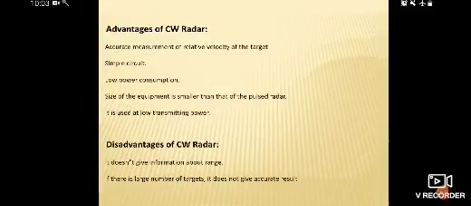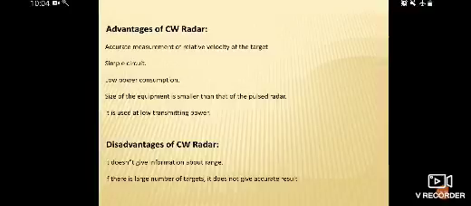And what are the applications of CW radar? It is mainly used to measure the speed of automobiles, and it can measure the speed of missiles also. And whenever we watch live cricket or tennis, in that sport also we can get the speed of the ball.